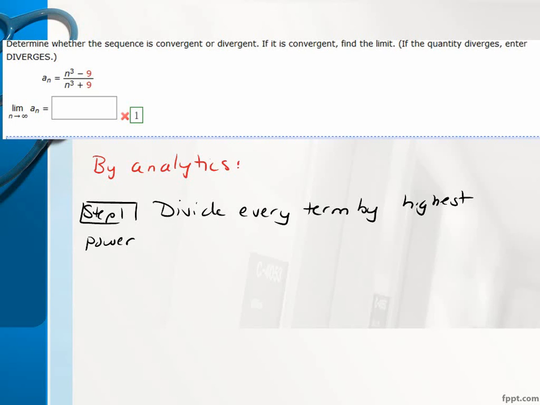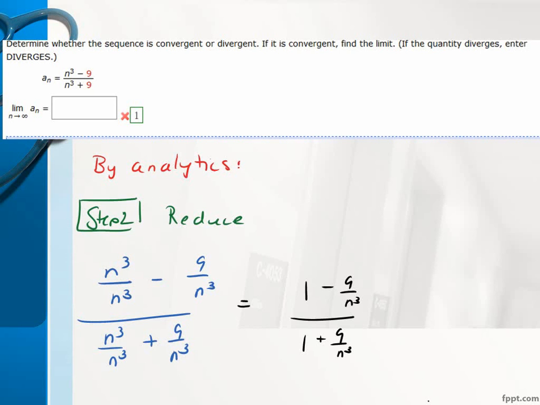This is the one where I saw something funky on the answer for WebAssign. The way that I saw the answer, you have to really think harder, and you eventually have to divide, but I think whoever wrote that was doing it in their head. So that's the problem. You divide every term by the highest power. What's the highest power in that fraction? n cubed. So I take every term and divide by n cubed, and I get 1 minus 9 over n cubed over 1 plus 9 over n cubed.